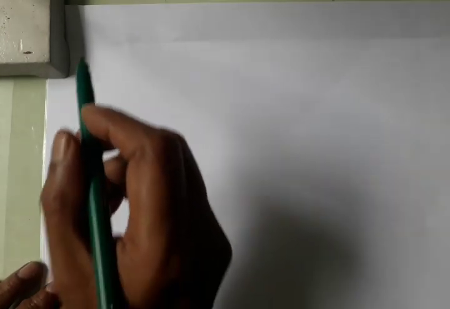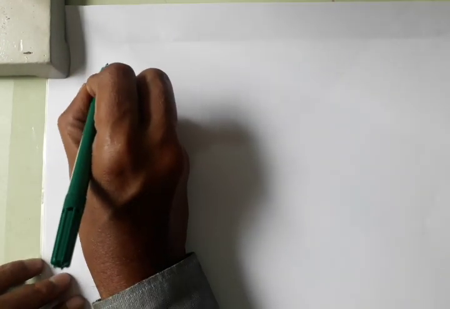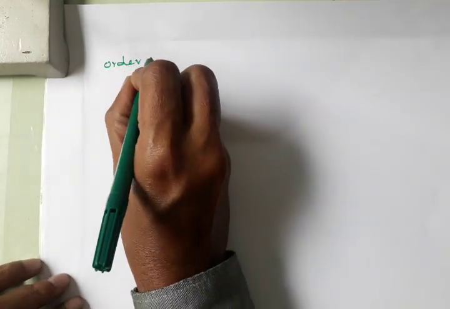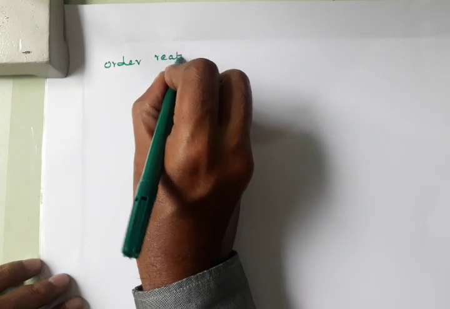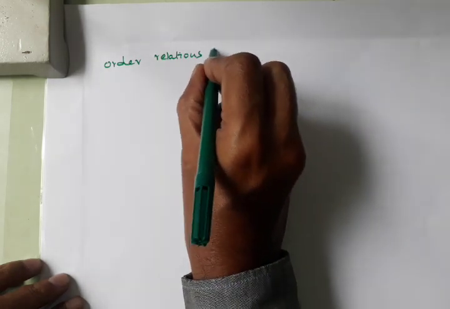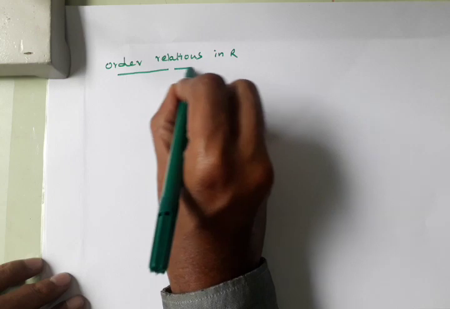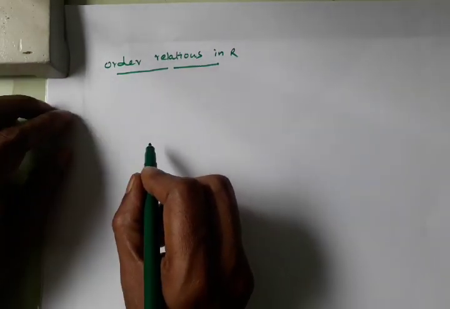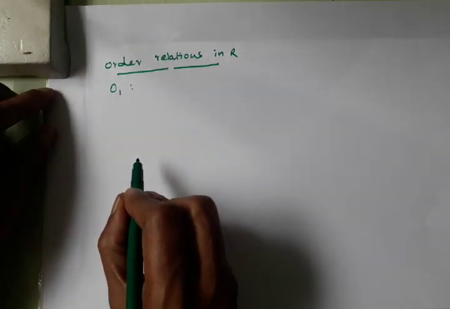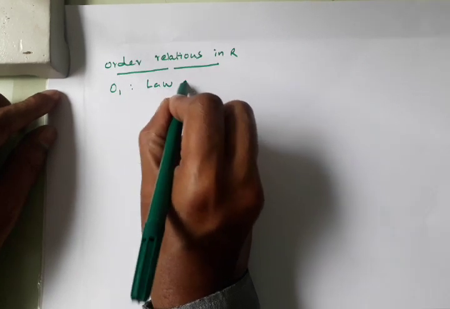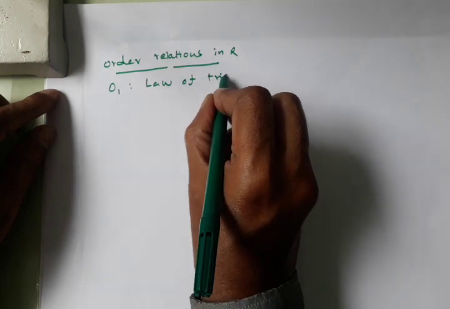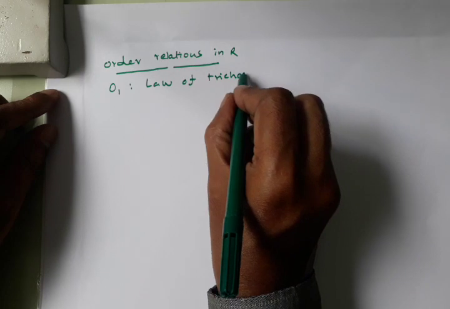So these are the above theorems, and now a side reading: ordered relations in R. This is O1, the law of trichotomy, or sometimes called trichotomy. Law of trichotomy.